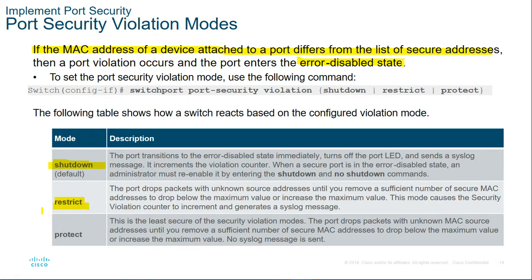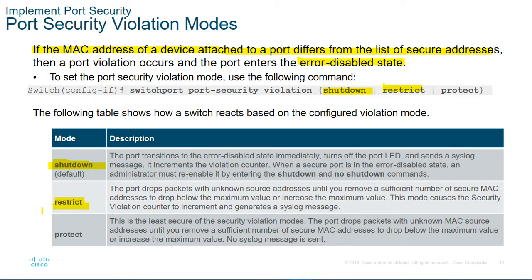Okay, so you have to understand what a port security violation is. To set the port security violation mode, there are three options available: shutdown, restrict, and protect. When a violation occurs, how should the port react? There are three different options. First we'll discuss the shutdown option.